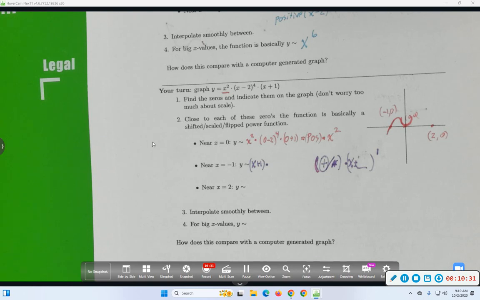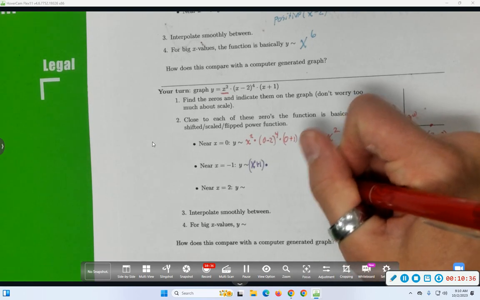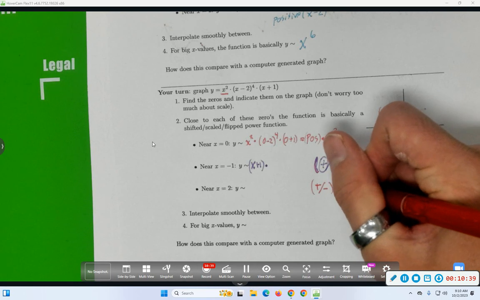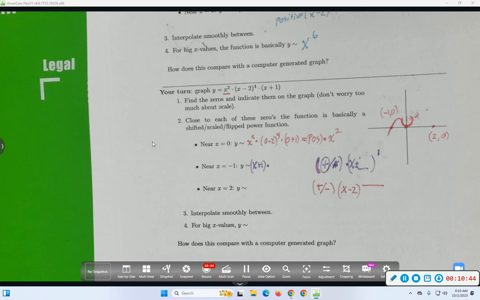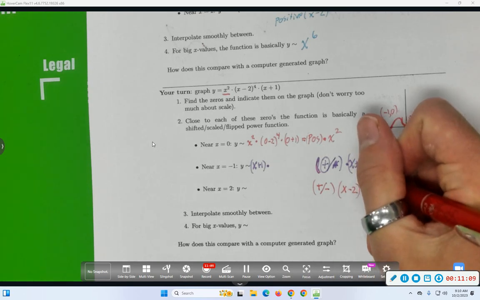Same game, near x equals 2, I should see plus or minus x minus 2 to some power. And the plus or minus, I don't literally mean plus or minus, I mean a positive number or a negative number. So, tell me, which of the factors of this function caused the intercept at x equals 2? Yeah, just say that, x minus 2 to the 4. So that means I should see an x minus 2 to the power 4.